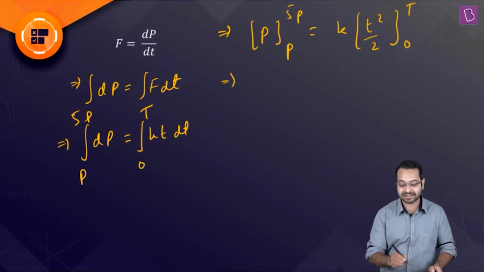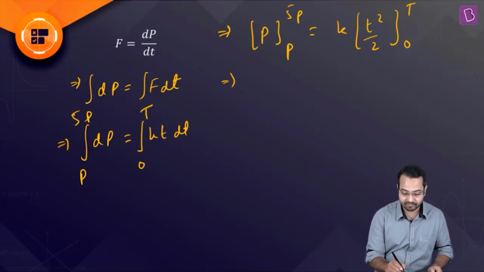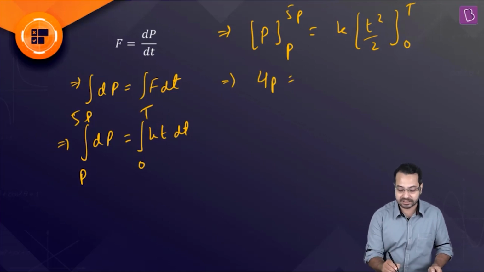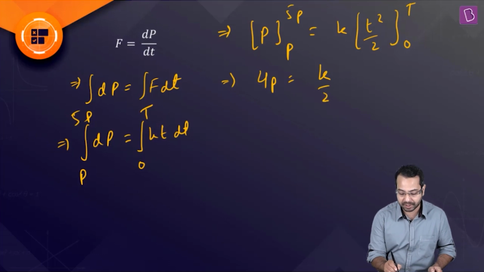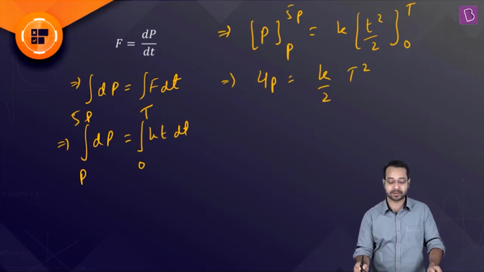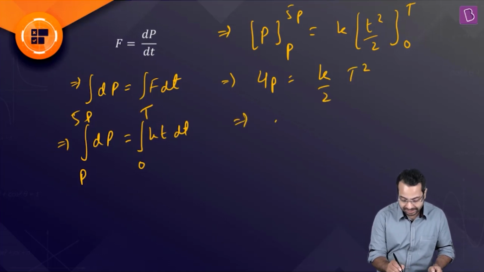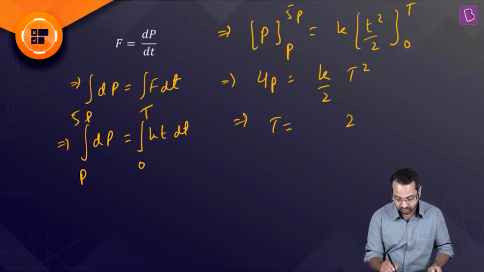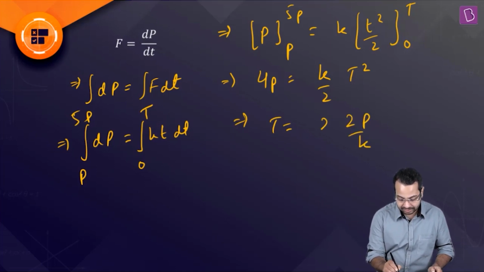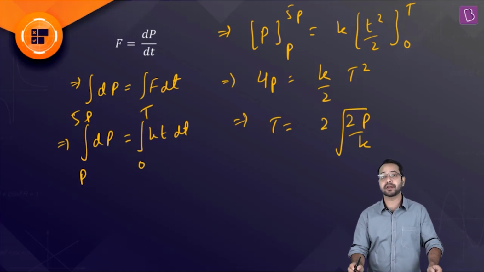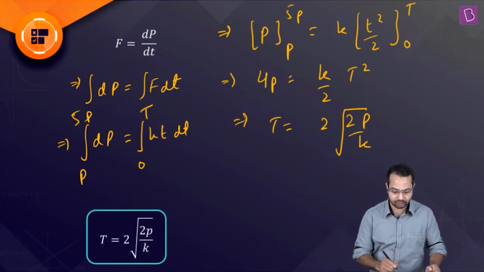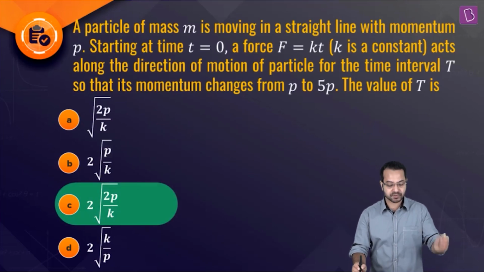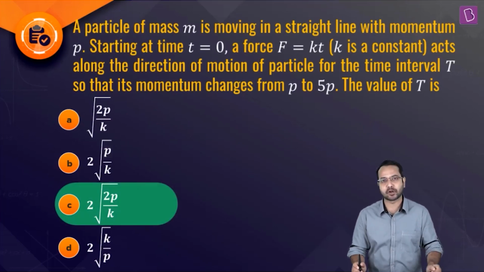Now let's put the limits. This is going to become 5p minus p, which is 4p, and this is going to become k divided by 2 into T square. So what I'm going to get is T equal to the square root of 2p upon k, multiplied by 2, and that is going to be my answer. Pretty straightforward question. Let's have a look at the options. So option C is going to be the right option.